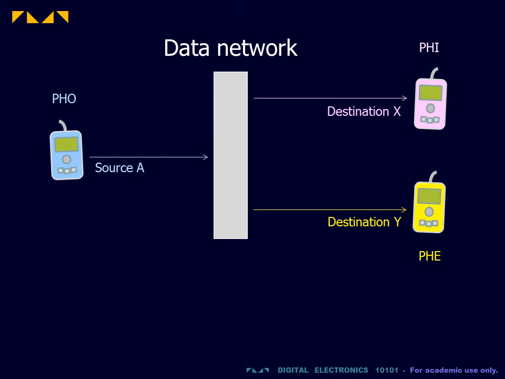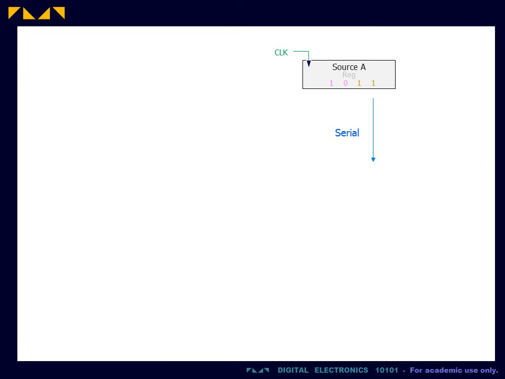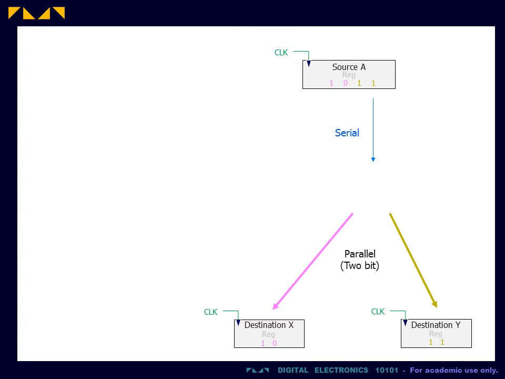For the purpose of this design, we will label for as the data source A, and phi and fare as the destinations x and y. We will begin with a tree diagram. We will make the source a 4-bit register with serial output. Each destination will be a 2-bit register with parallel data inputs. The goal is to design a data network that will successfully transmit the 4 bits stored in the source to the 2 destinations.